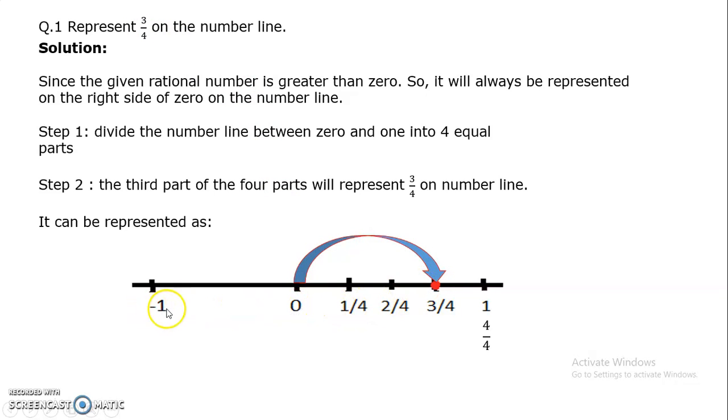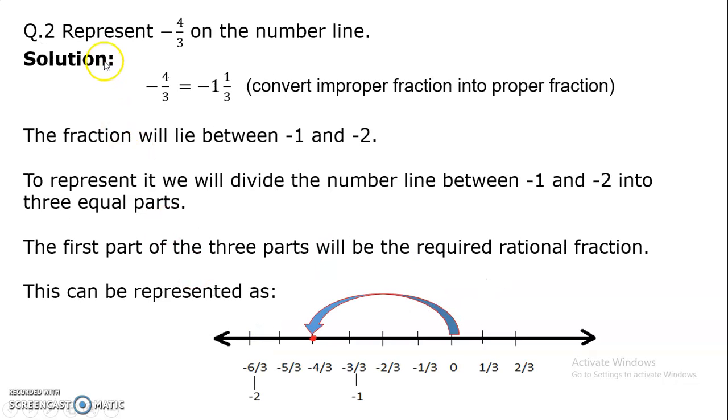Okay, and you can also represent the negative numbers on the other hand side. Let's see how to represent a negative number on the number line. For that, let's take another question: represent minus 4 by 3 on the number line. First, this is an improper fraction where the numerator is greater than the denominator. Here the numerator is 4 and the denominator is 3. So this is an improper fraction. We have to convert it into a proper fraction.